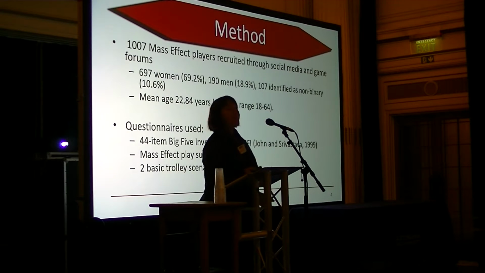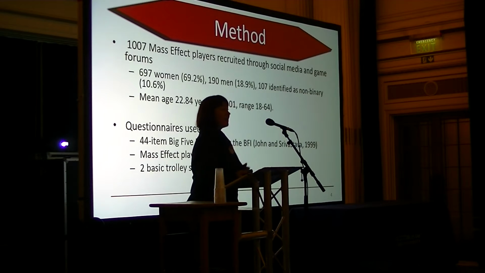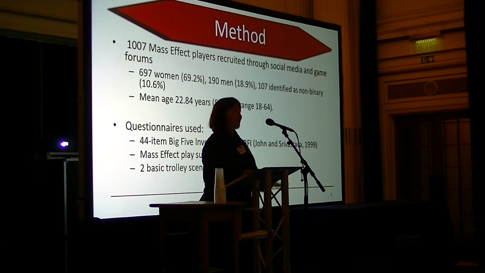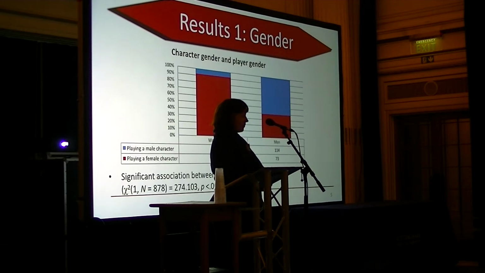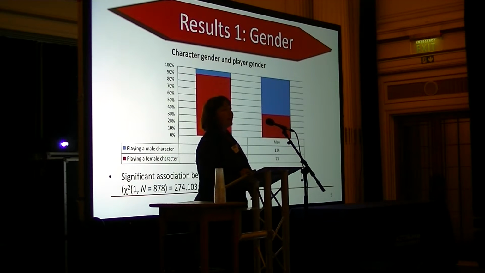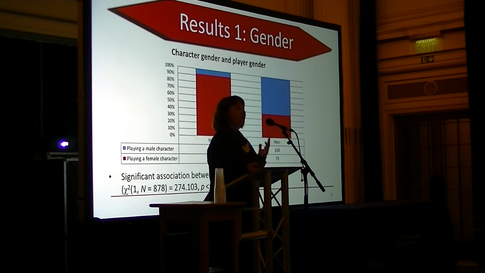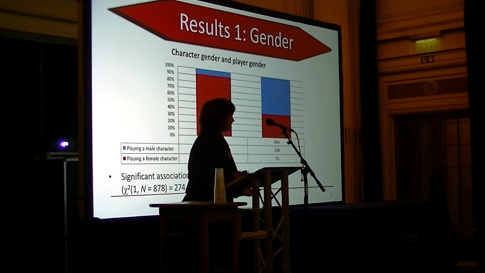We gave them the Big 5 personality inventory, so 44 questions asking about their personality features. We asked them about their gameplay experiences, and also gave them the trolley scenarios, which I'll come back to when I discuss those results. So first of all, a couple of fast things about generally how players choose in the game and their given choices.